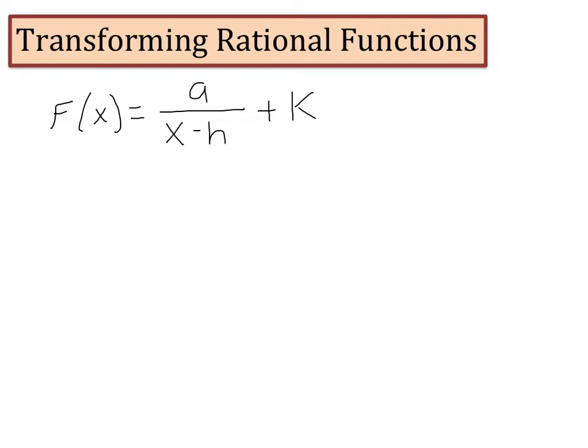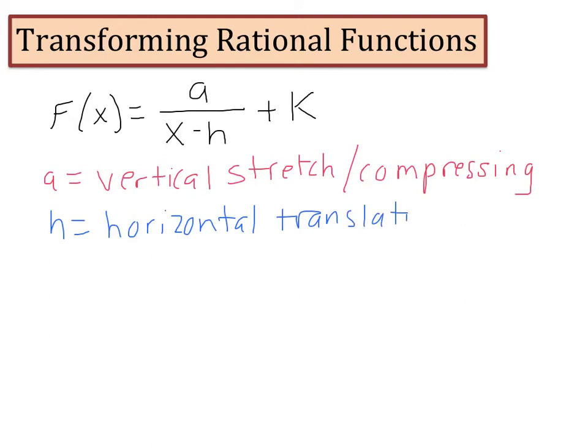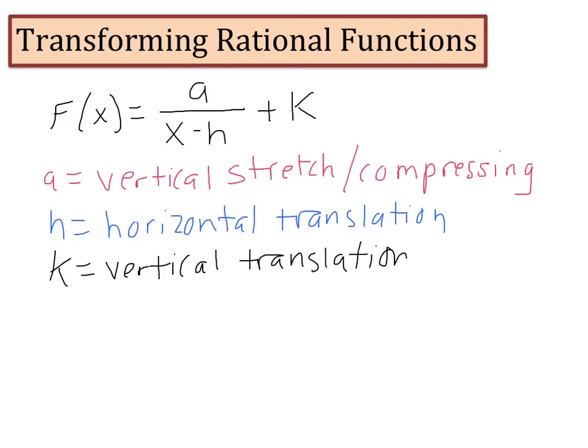Now let's talk about what all of these variables mean. A stands for any type of vertical stretching or compressing. H stands for any horizontal translations. And k stands for any vertical translations. This is similar to other functions that we've worked with in the past. H will always stand for a horizontal translation and k will stand for a vertical translation.